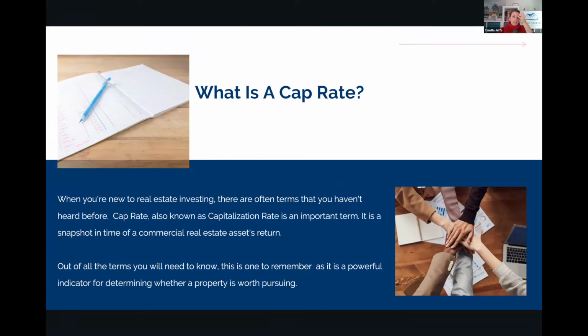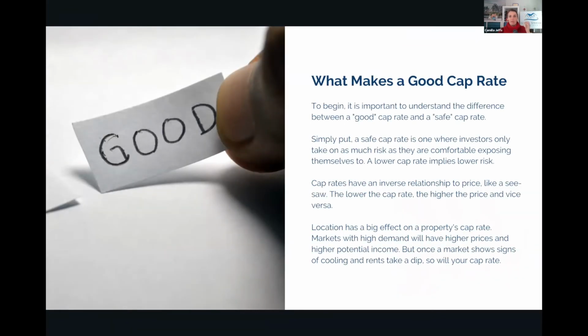So as we're looking at cap rate, let's talk about what makes a good cap rate. It's a number, and it's typically a percent. A cap rate would be anywhere from 1% to 10 or 12%. We rarely see 10 or 12% cap rates these days, especially in large multifamily, but typically it's a percentage.